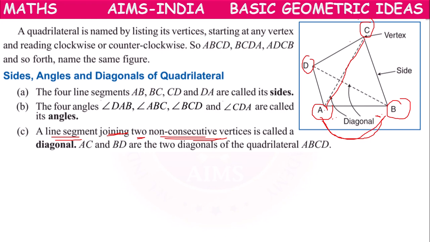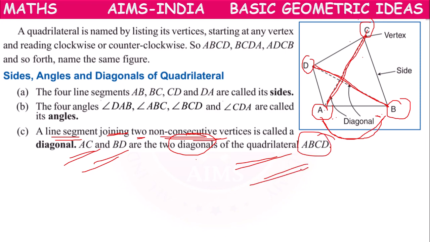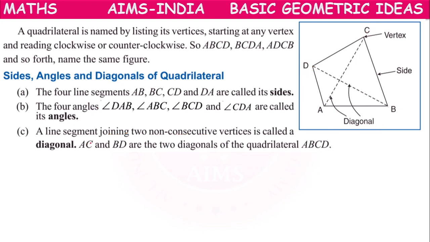If we join the non-consecutive vertices, the line segments so formed, these two line segments so formed are called diagonals. So one is AC, another one is BD. Two diagonals of the quadrilateral ABCD. So a quadrilateral consists of 4 sides, 4 angles, 2 diagonals.